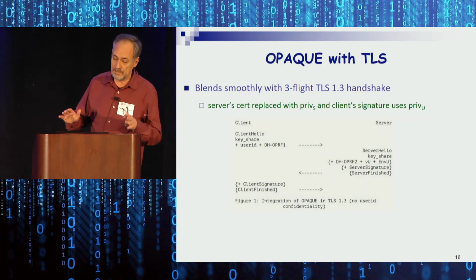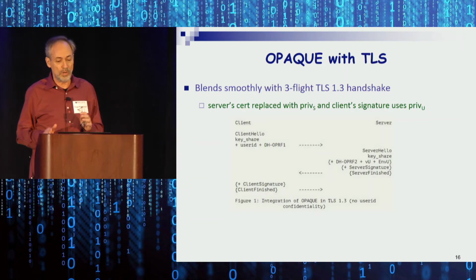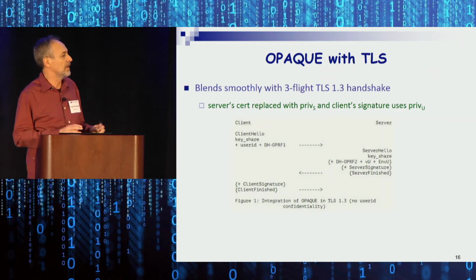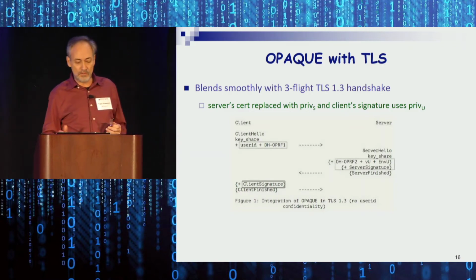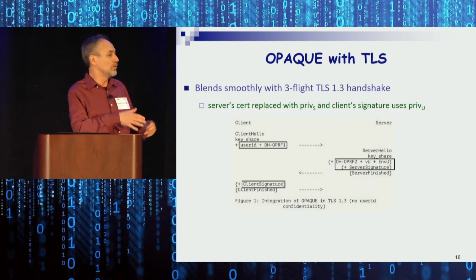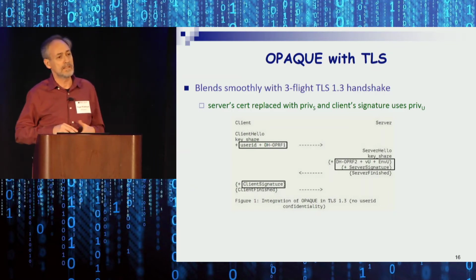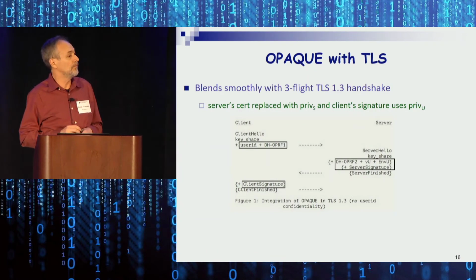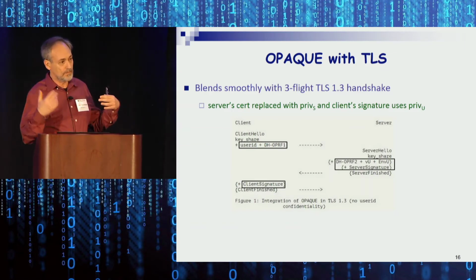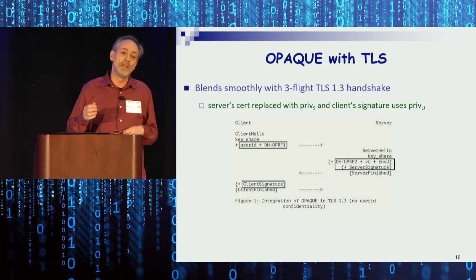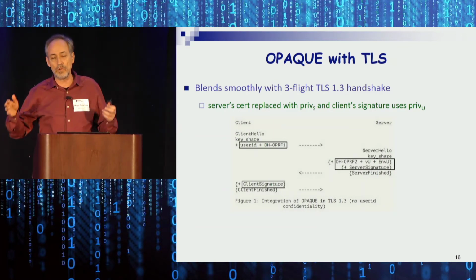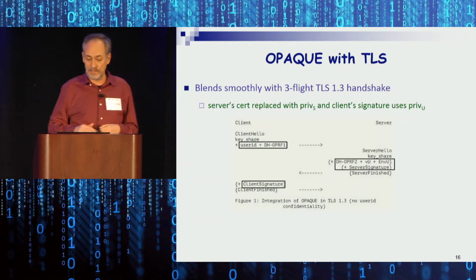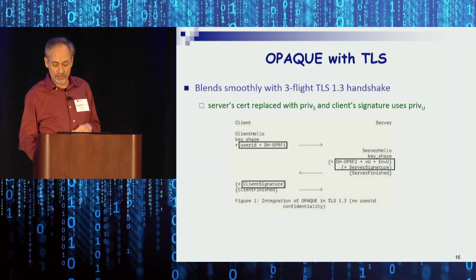Now, very importantly, OPAQUE can work well with TLS. It blends relatively smoothly with the 3-flight exchange of TLS 1.3. Actually, what you're going to do is take TLS 1.3 as is, plus some extensions to accommodate the Diffie-Hellman OPRF values. And the signatures, a signature from the server and a signature from the client, instead of being certificate-based signatures as in regular TLS, will use the keys that are being stored by OPAQUE itself. But other than that, it's the exact same logic of the protocol.